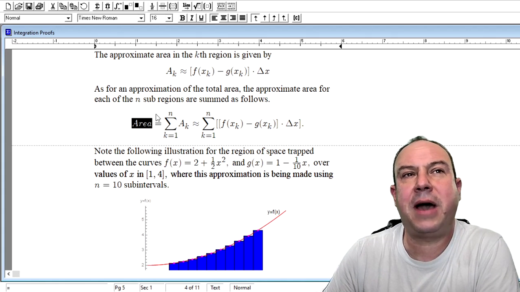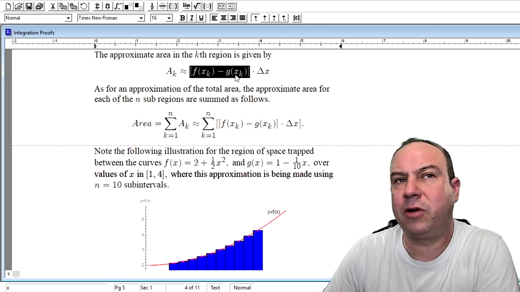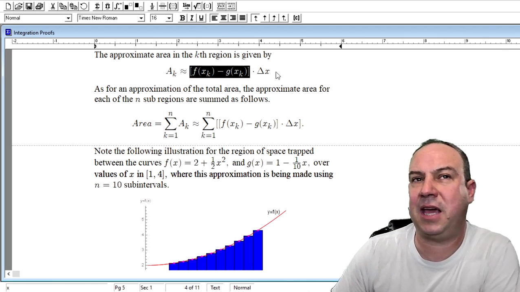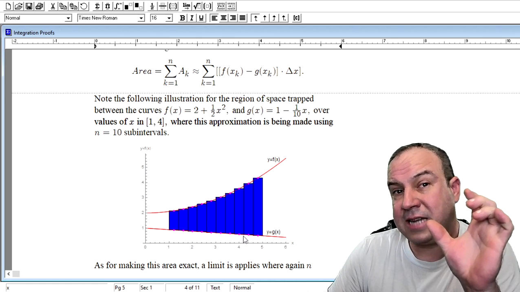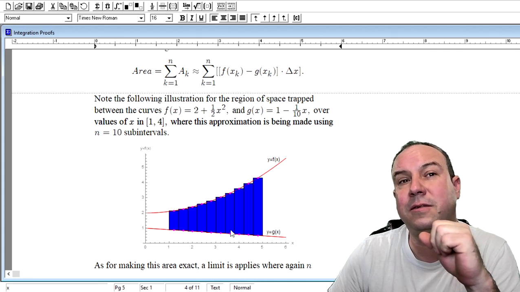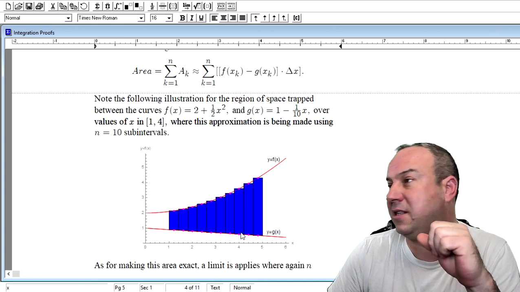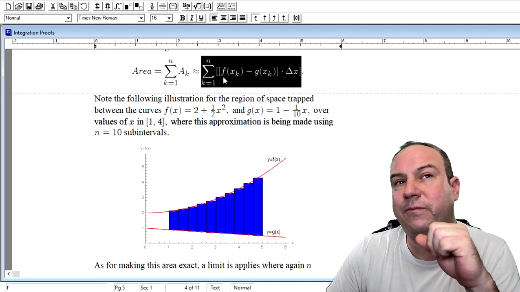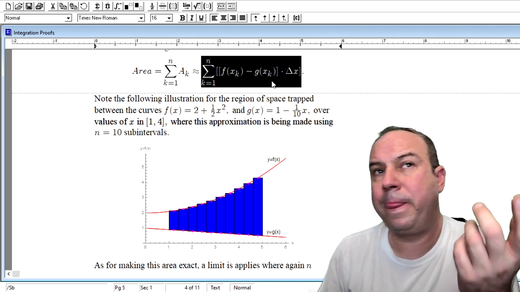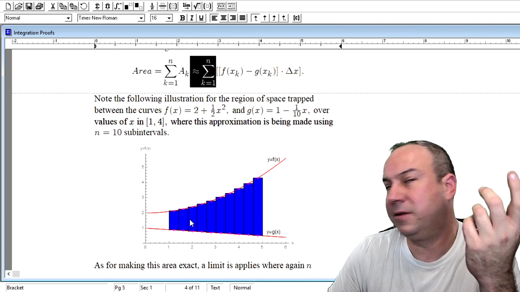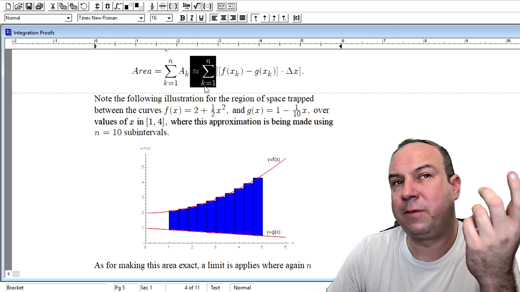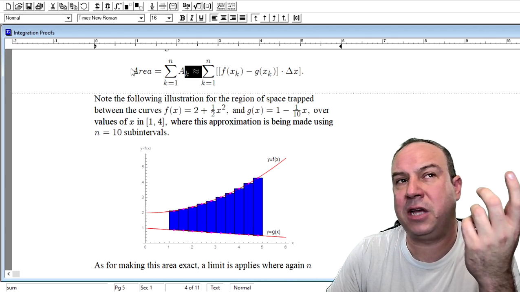So when we think about approximating the area in the k subregion, it is just f of x sub k minus g at x sub k times delta x. It is just this location on the y-axis minus this location on the y-axis as a group, a quantity, times the base measurement. This distance times this distance. And then we can find an approximate for the total area by summing that up for all these n subintervals. We can sum from k equals 1 to n and come up with an approximation for that total area.